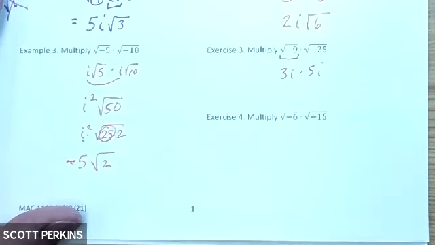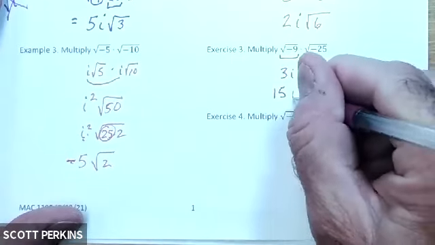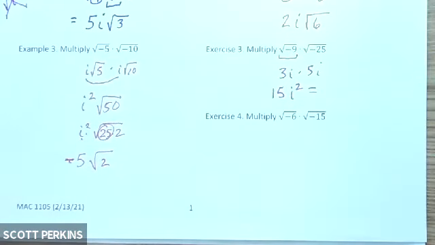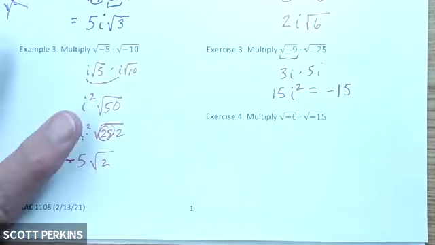Now we're ready to go ahead and multiply. 3 times 5 is 15. i times i is i squared. And if I have 15i squared, since i squared is -1, this becomes what? -15. Excellent. Well done. I appreciate that.